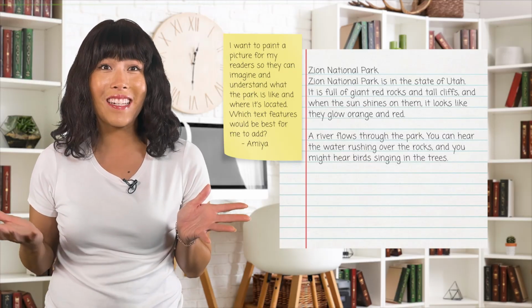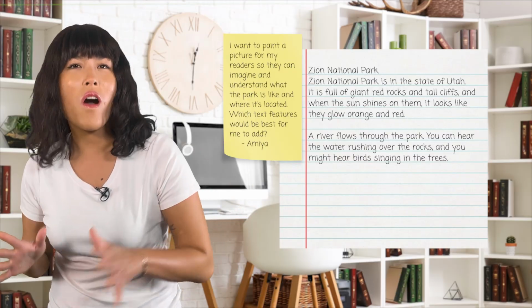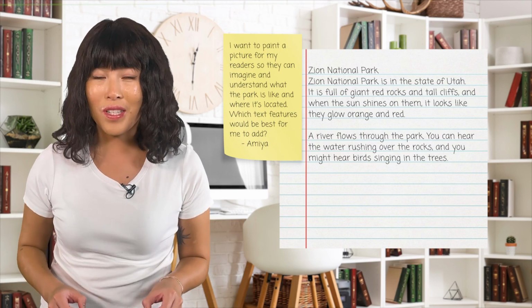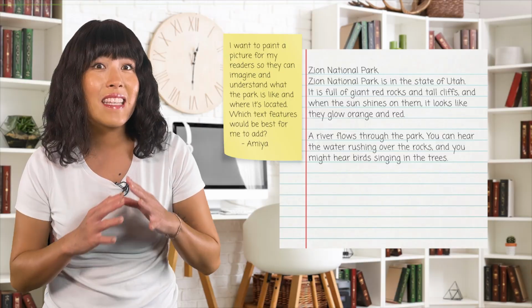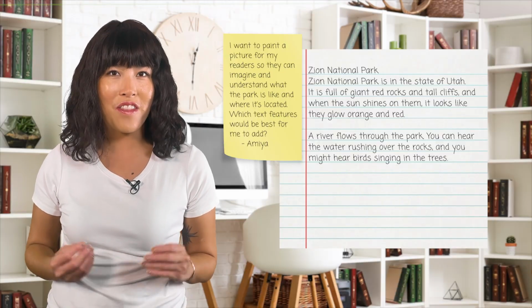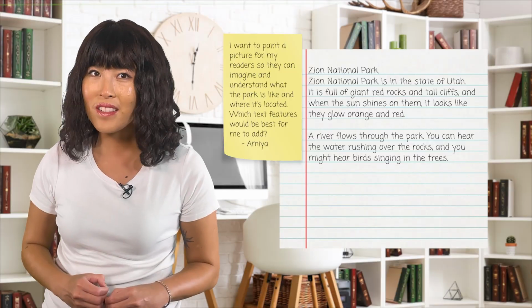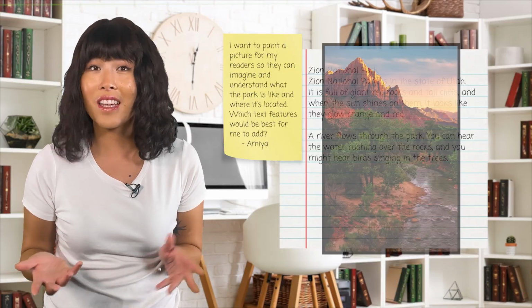Wow, I can picture it. Red and orange cliffs, rushing water, birds singing in the trees. Amia did a great job using details to help her readers see and hear the park in their minds. If she wanted to show the readers exactly what she meant, she could include a photograph like this with her text.